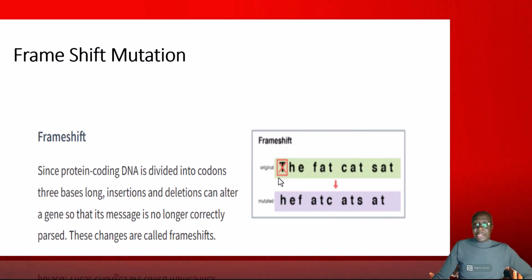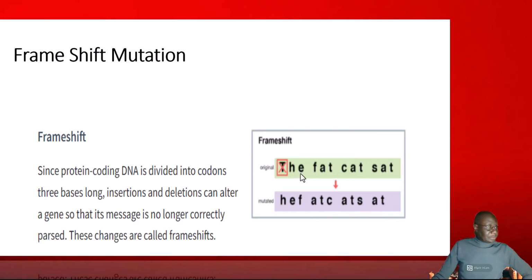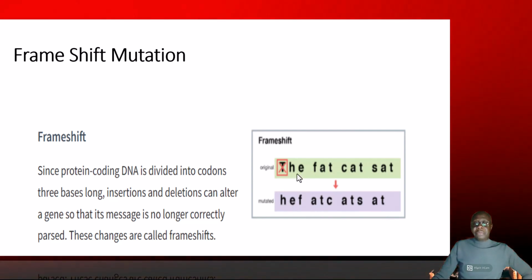Now look at it here. If the T is removed, instead of the, you have HEF, because it's taking the F and adding it to the HE. HEF AT. What's that? The body doesn't understand this. The gene doesn't understand this. It becomes confused, and then therefore it makes a wrong protein, as this is a wrong sentence.